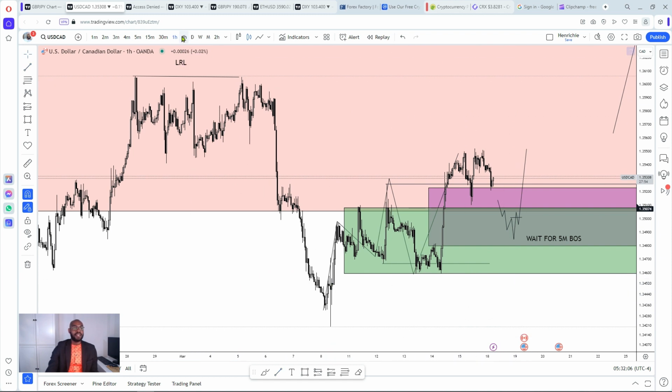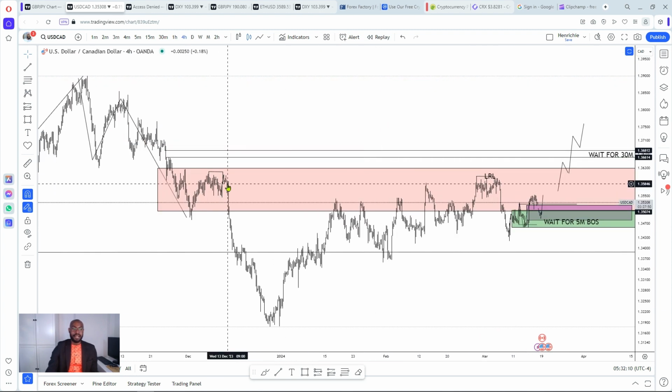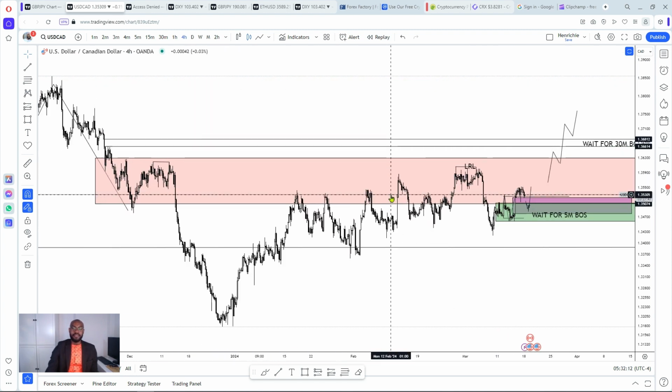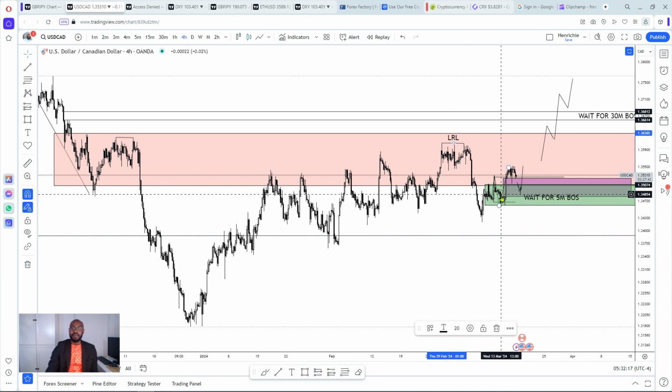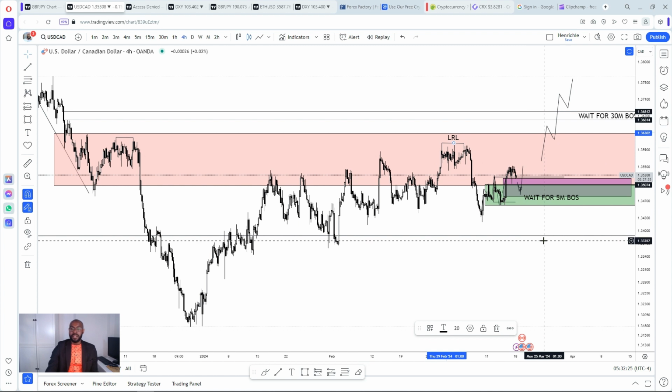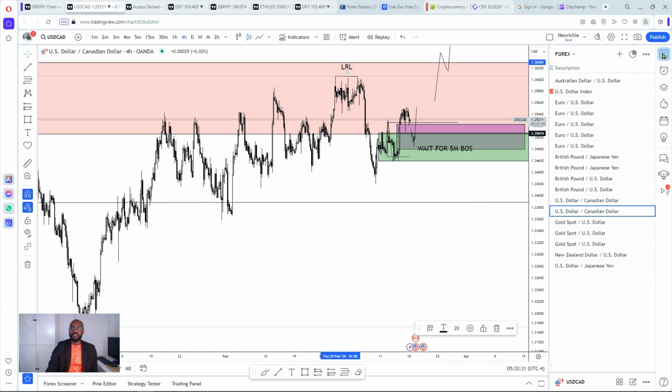So for USD CAD, as you can see, overall USD CAD is still bullish, and until we rally above a low resistance liquidity and then see otherwise, in my opinion, I'm still bullish on USD CAD and I would like to see it continue higher, potentially rally above this buy side liquidity. So that is my analysis on USD CAD. On the dollar, if you do have any questions, feel free to drop it in the chat.